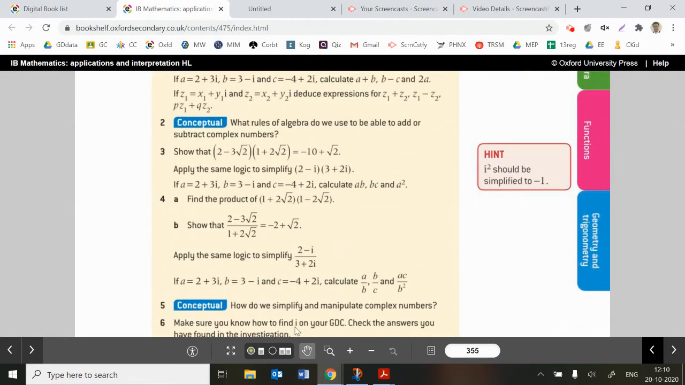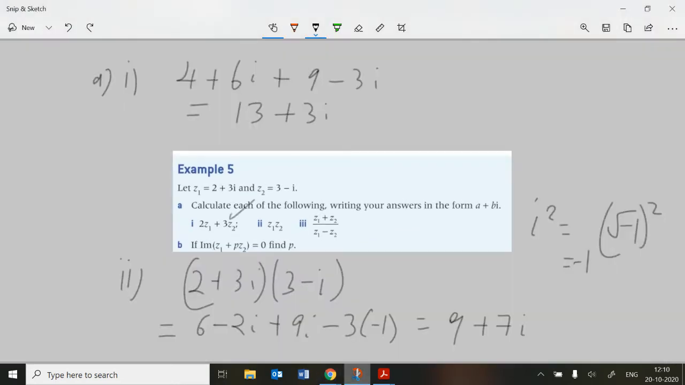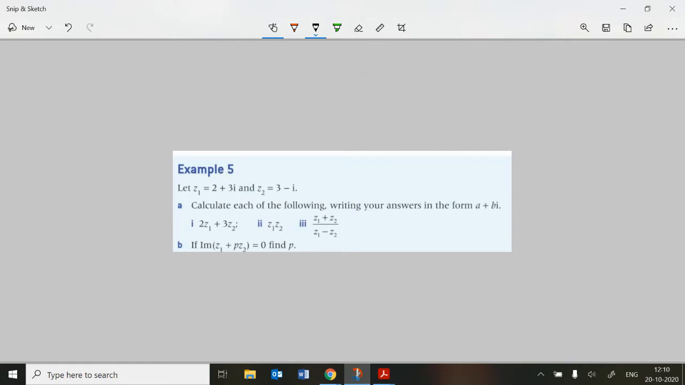Okay, let's just check that one. So check those two answers, of course. So we've got 9 plus 7i and 13 plus 3i. Okay, so now it gets a little bit more complicated by hand to do the third one. So for part 3 here, you've got these two added together on top.